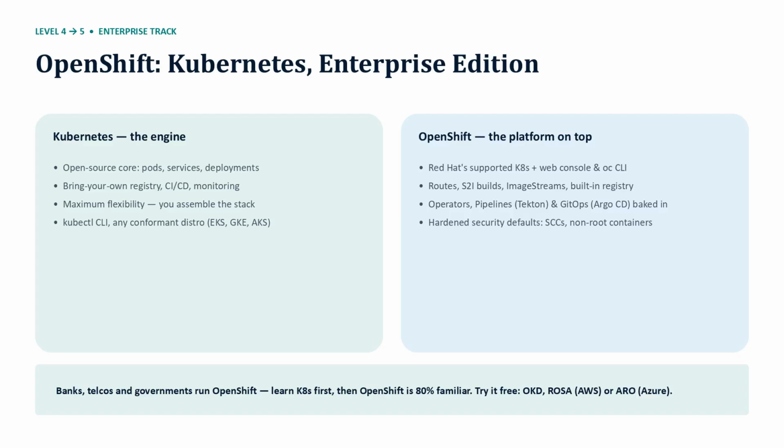Pods, deployments, services, but OpenShift adds batteries: a polished web console, and the oc command line, routes for traffic, source-to-image builds that turn your code into containers inside the cluster, an integrated registry, and Tekton pipelines plus Argo CD GitOps built right in. It's also locked down by default. Containers run as non-root under strict security policies. Banks, telcos, and governments love it for exactly that. Learn Kubernetes first, and OpenShift will feel 80% familiar on day one.